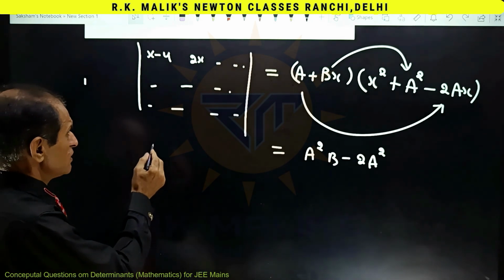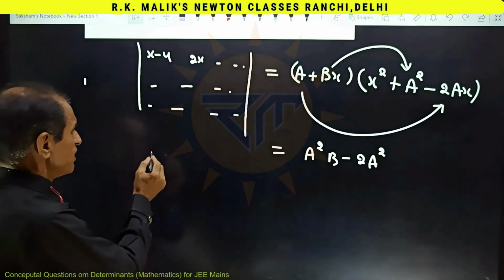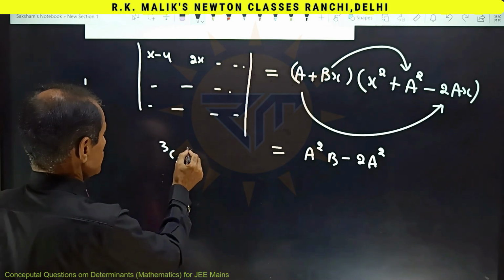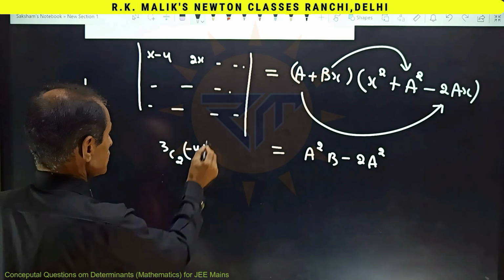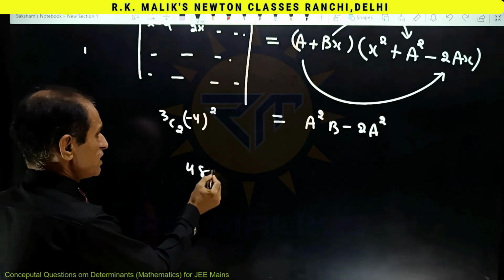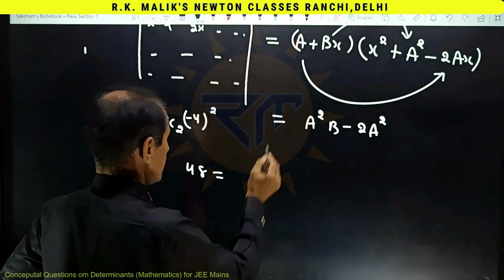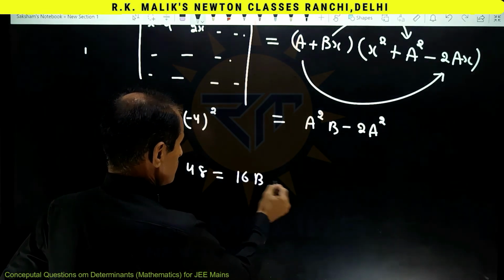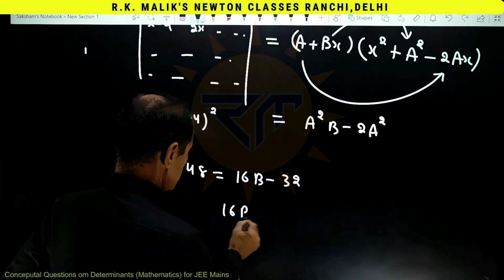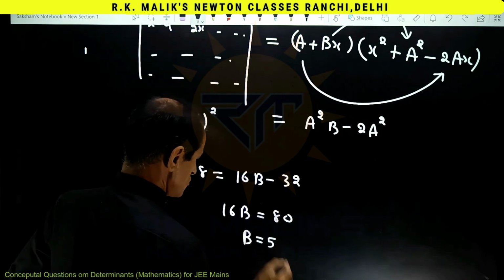Clearly, it is easy to see that the coefficient of x in the left hand side will be 3c2 minus 4 square, that is 48, is equal to, because A is already known to us as minus 4, 16B minus 32, that is 16B equal to 80, B is equal to 5.